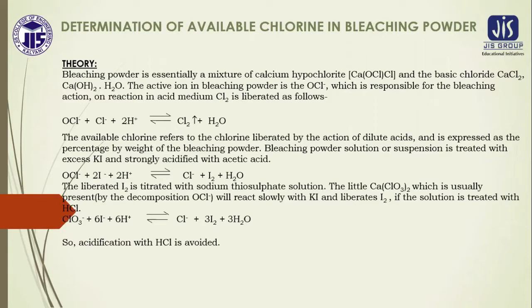So bleaching powder is essentially a mixture of calcium hypochlorite, you know that. And the formula is CaOCl2, and the basic chloride, that is calcium chloride and calcium hydroxide with H2O. This is the basic chloride. The active ion in bleaching powder is the OCl minus, okay, which is responsible for the bleaching action.